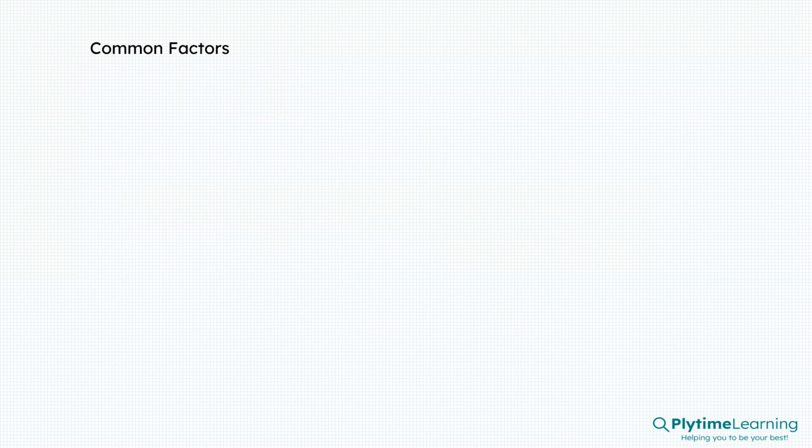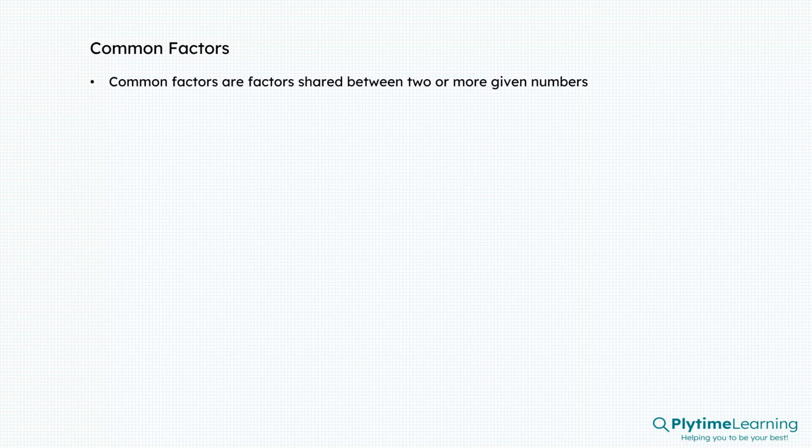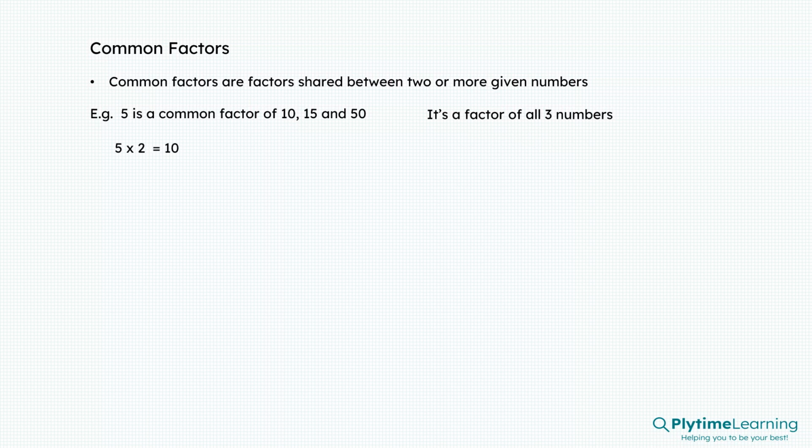What about common factors? Common factors are factors shared between two or more given numbers. For example, 5 is a common factor of 10, 15 and 50. It's a factor of all three of these numbers. Because 5 times 2 equals 10, 5 times 3 equals 15, and 5 times 10 equals 50. 10, 15 and 50 are therefore all multiples of 5.